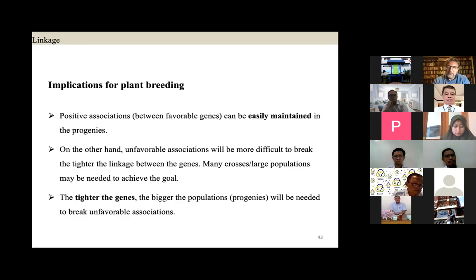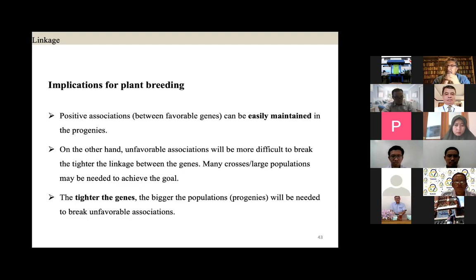If you produce a progeny with 100 individuals and your two genes are 0.1 centimorgan apart, you're not going to break this bond. You end up with all the progeny with these genes still linked, the favorable and unfavorable genes in the same individuals. So that doesn't help you. So you need large populations to have the probability of recombination between the two genes and then have them apart. Same thing with a mutant.